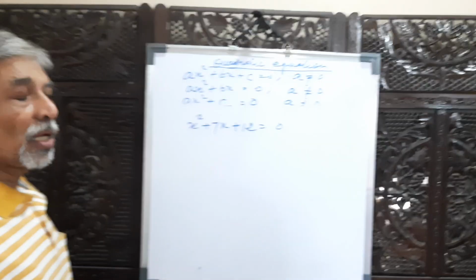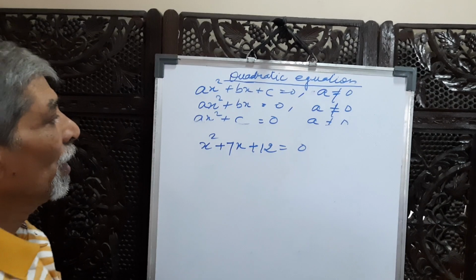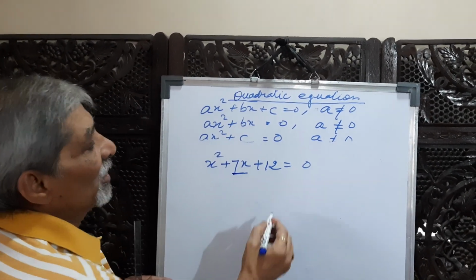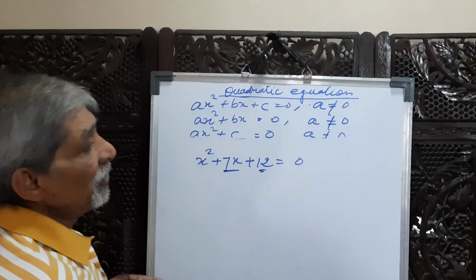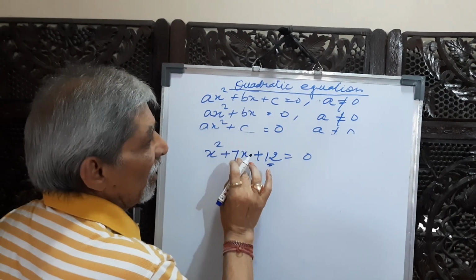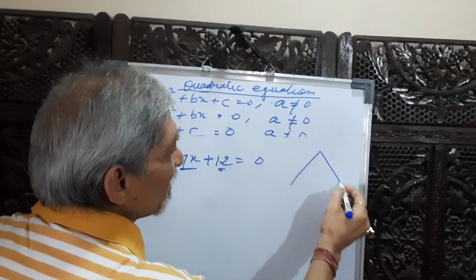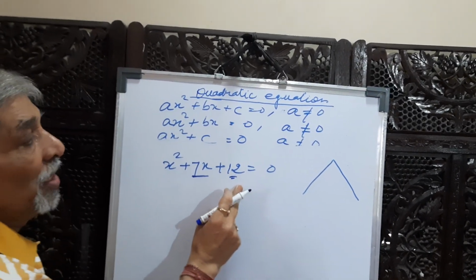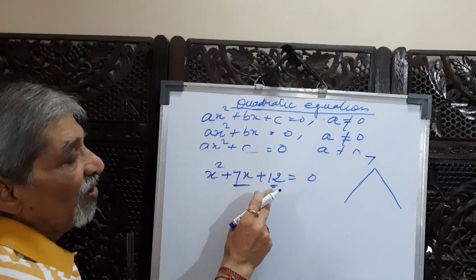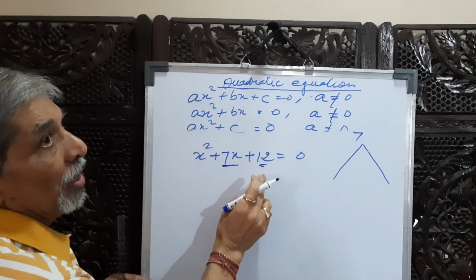To solve this, a very basic simple method is to split the middle term in such a way that its product is the last term. The last term is 12, the middle term is 7. So this 7 has to be split in such a way that its product is 12.